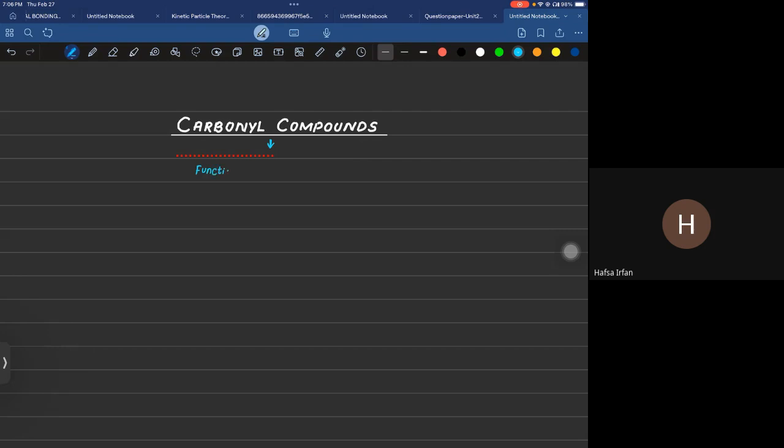So the functional group is C double bond O. Okay, this is the functional group that we would see in carbonyl compounds. This functional group you will see in two compounds. Number one is aldehyde and number two is ketone.